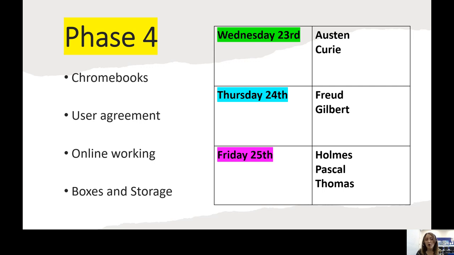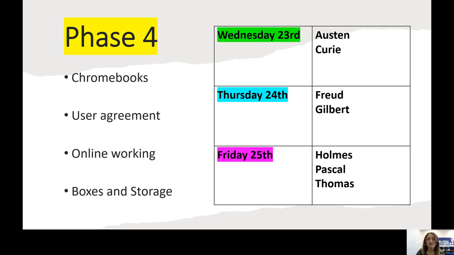So with the form groups, we're giving you a minimum of a 2-day turnaround to get those contracts signed. On Wednesday, Austin and Curie are going to go and exchange those. On Thursday, it's going to be Freud and Gilbert. And on Friday, it's going to be Holmes, Pascal and Thomas. So you just come in on that day with your contract signed. You get your mark at the beginning of registration, and then you go straight down to IT support, and you exchange your user agreement for that laptop that will have a particular serial number on it that will be assigned to your name. So they'll know exactly who's got what serial number Chromebook. Once you've got your Chromebook, you just return back to your form room.